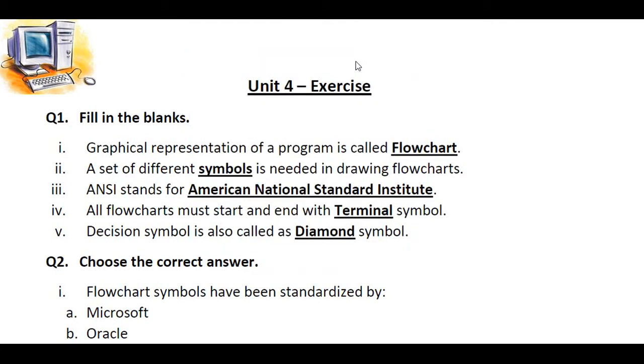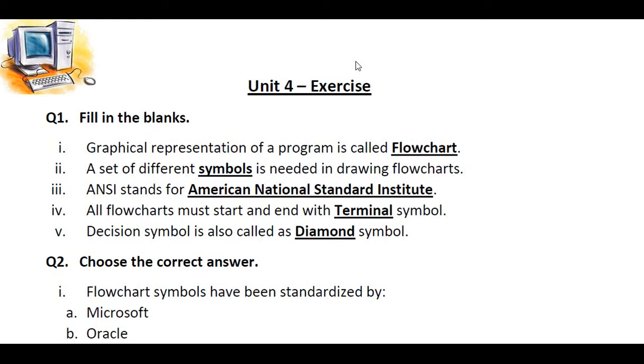Students, today we will solve the exercise of unit 4, that is problem solving, and question 1 is fill in the blanks. The first fill in the blank is graphical representation of a program is called flowchart. So the correct word is flowchart.